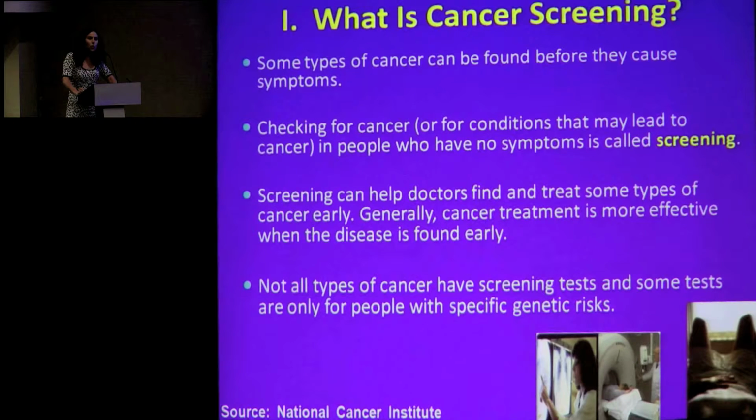So what is cancer screening? As you may know, some types of cancer can be found before they can cause symptoms, and checking for cancer or conditions that may lead to cancer in people who have no symptoms is basically called screening. Screening can help doctors find and treat some types of cancers early. Generally, cancer treatment is more effective when the disease is found early on. Not all types of cancer have screening tests, and some tests are only for people with specific genetic tests.